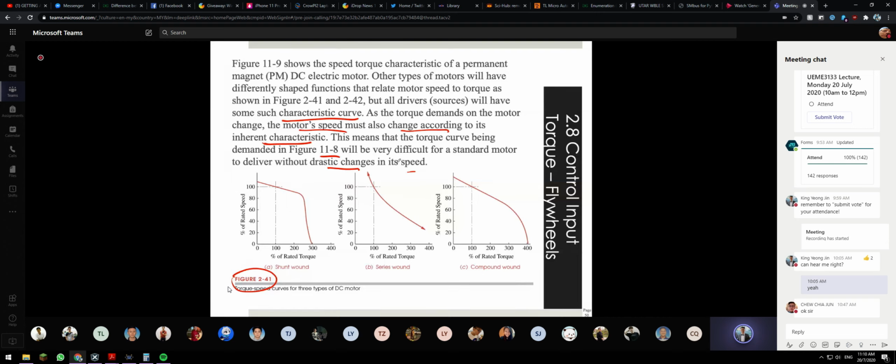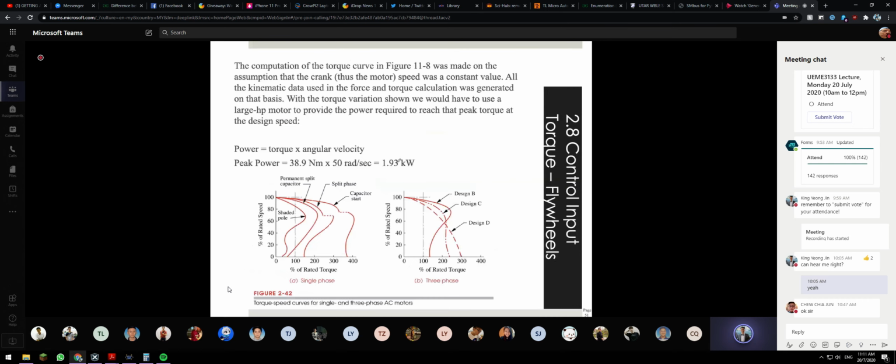Then it will cause a problem. Instead of link 2 rotating at a constant speed of 50 radians per second, once you plug in this motor model and start to run it, you will find that link 2 doesn't rotate at a constant speed. Its speed actually varies a lot because of the torque.